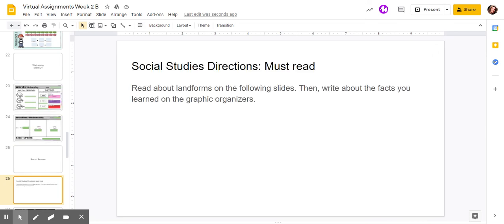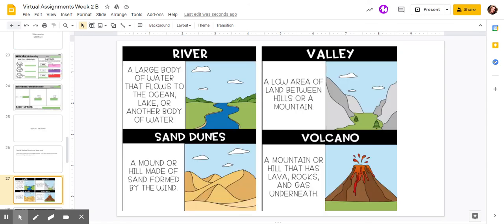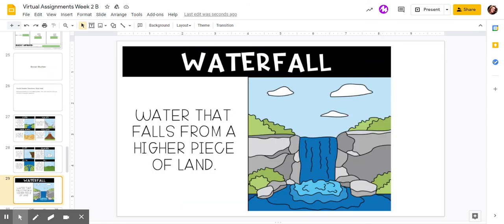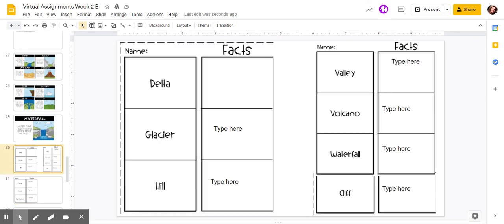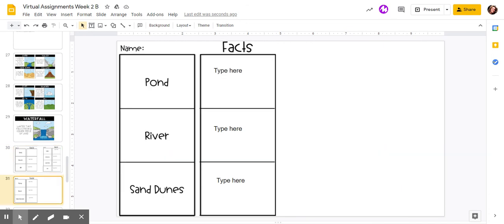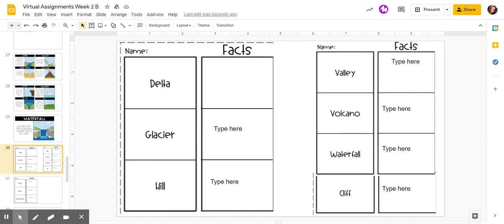And you have a social studies assignment about landforms. So you're going to read about the different landforms. And then you're going to write one fact about each landform. And I think it says, there's one that doesn't say type here. So let me put a text box there. Edit copy. Edit paste. Oh no.